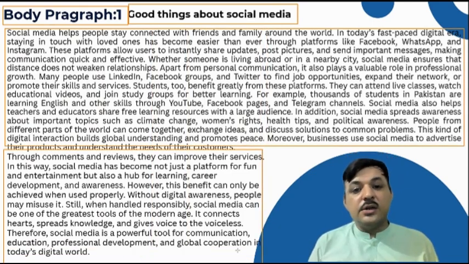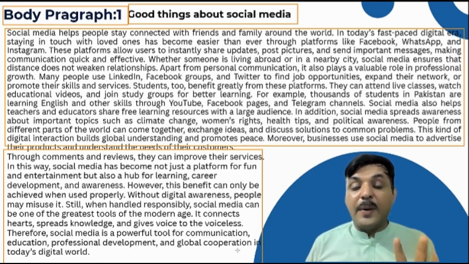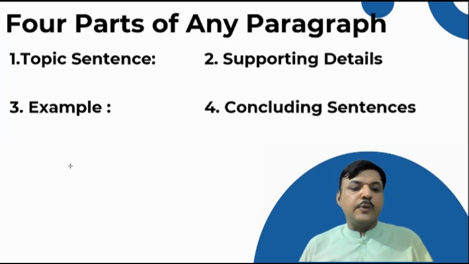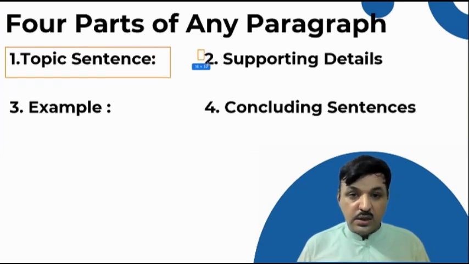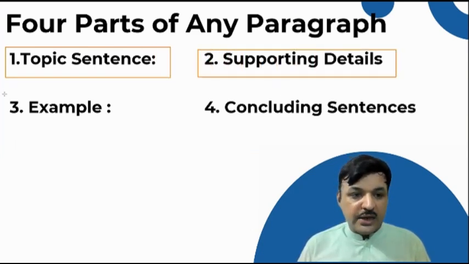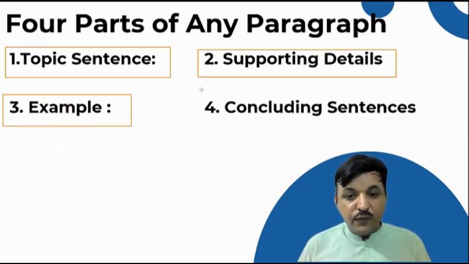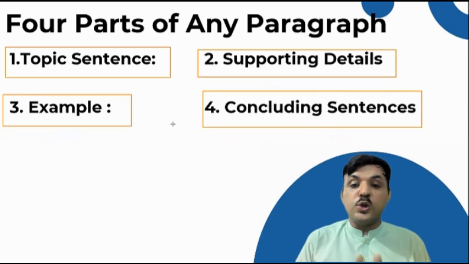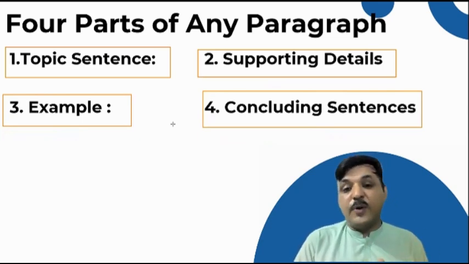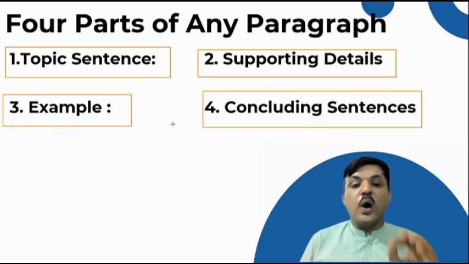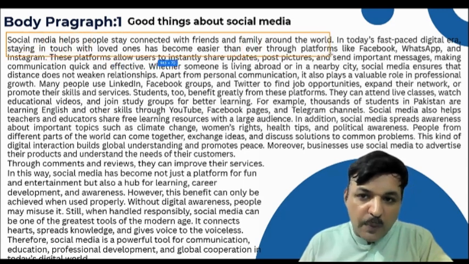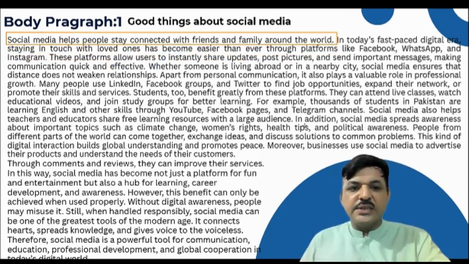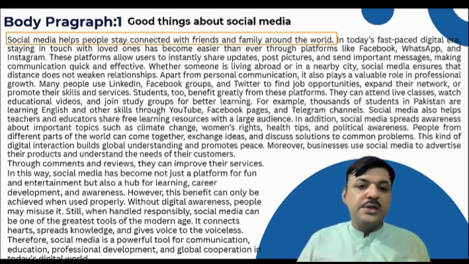To understand it better, you have to keep in your mind the 4 parts of any paragraph. Here are the 4 parts of any paragraph. First is topic sentence, the second part is supporting details, the third part is examples, and the fourth is concluding sentences. Now let's break this body paragraph 1 into these 4 parts to understand it better. The very first sentence of this paragraph is a topic sentence. The topic sentence is: social media helps people stay connected with friends and family around the world.